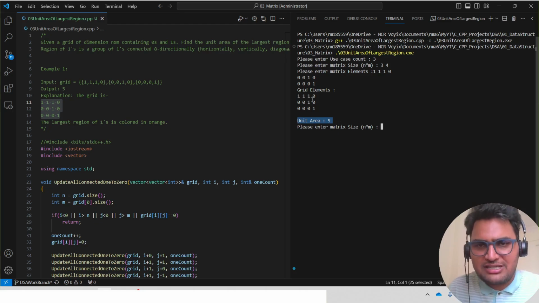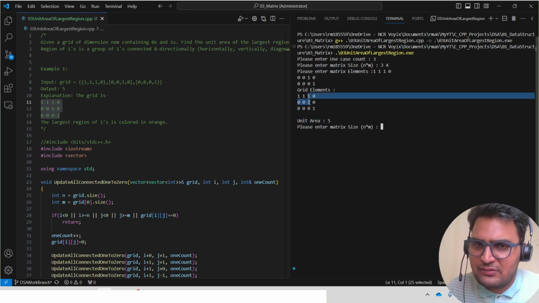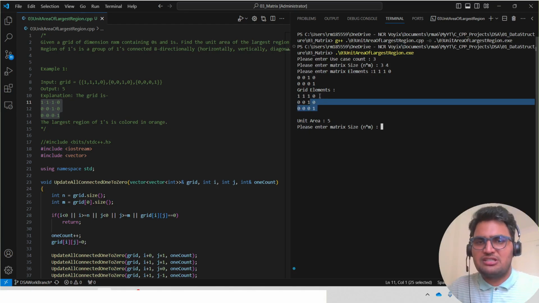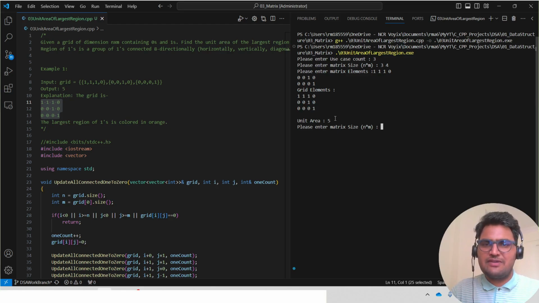All these ones are connected to each other: these are connected horizontally, this is connected vertically, and this is connected diagonally. So this is one region, as we discussed, and that is why we are getting 5 here.